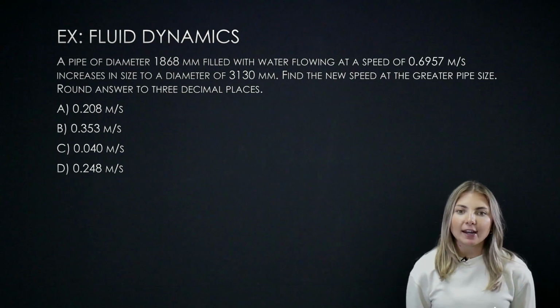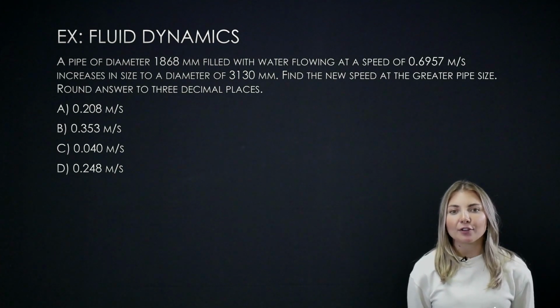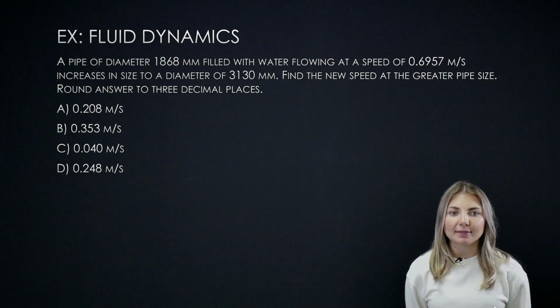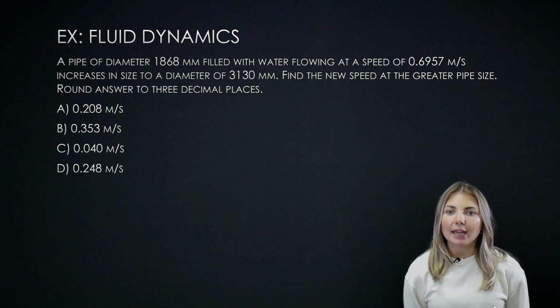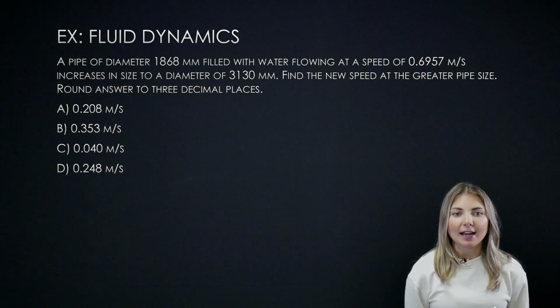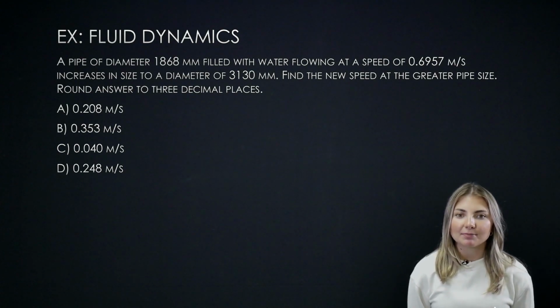So to start off, I'm going to read through this question. A pipe of diameter 1,868 millimeters filled with water flowing at a speed of 0.6957 meters per second increases in size to a diameter of 3,130 millimeters. Find the new speed at the greater pipe size and round your answer to 3 decimal places.